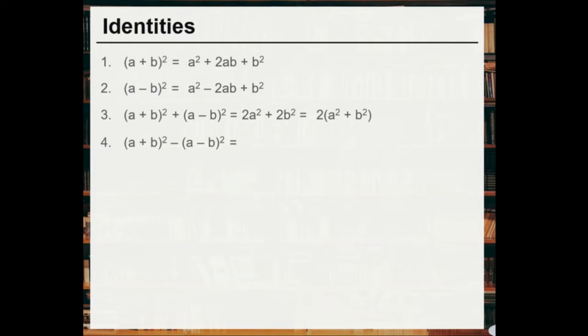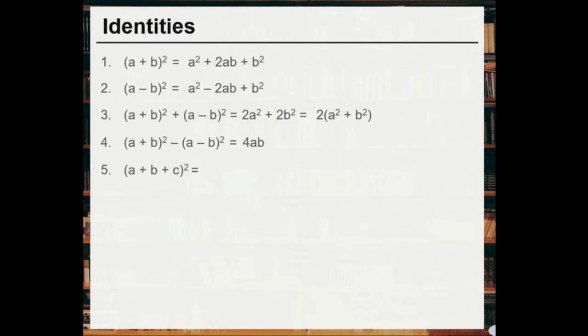The next formula would be a plus b the whole square minus a minus b the whole square. That is subtracting formula 1 and 2. And if you do that, you would cut a square out, b square out, and you would be left with 4ab.